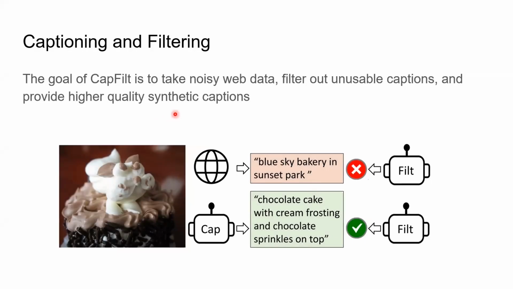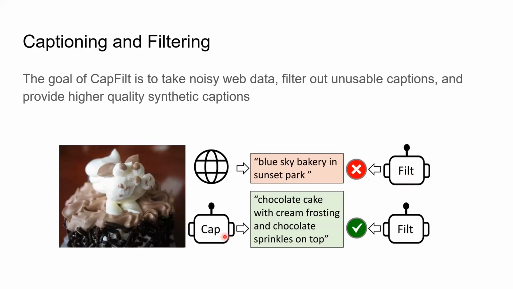The cap filter system's main goal is to improve both the quality and quantity of the data set. It does this by filtering out noisy data and providing higher quality synthetic captions. An example of how this would work is here. You can see this picture of a chocolate cake. The web caption for this picture is Blue Sky Bakery in Sunset Park. This caption doesn't provide any usable data for the model.